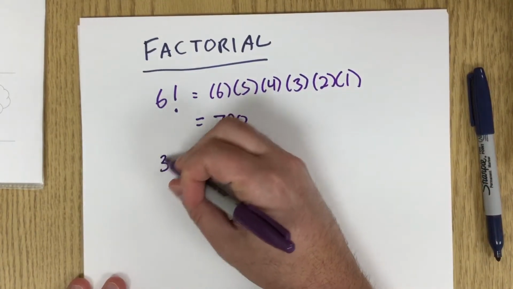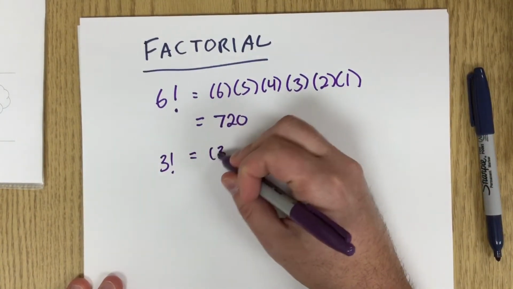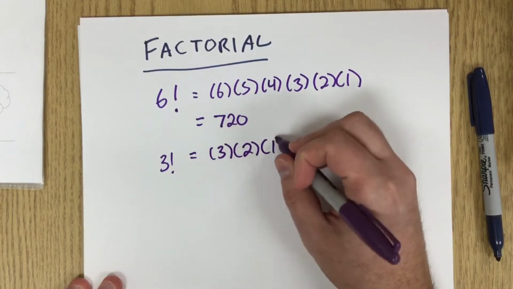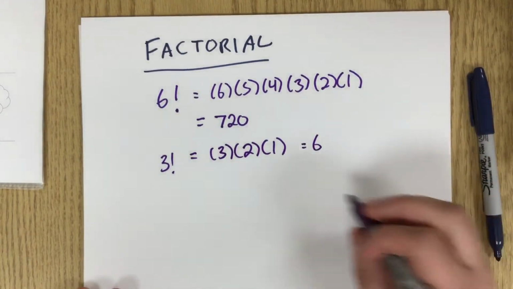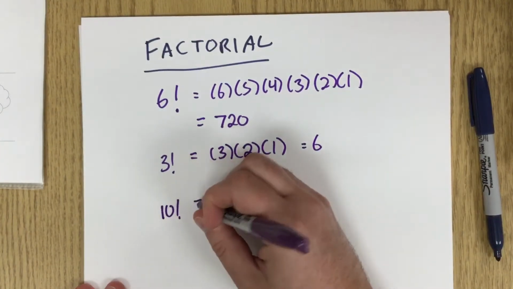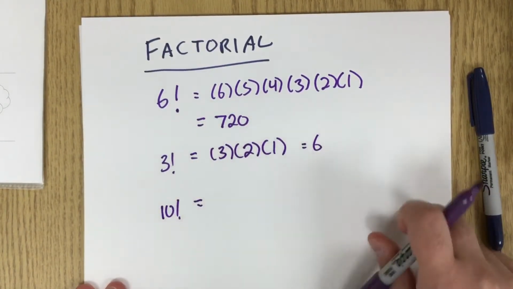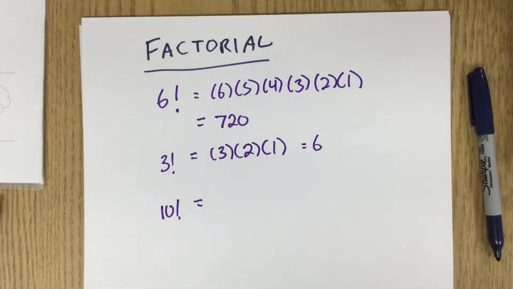If you had 3 factorial, that would be 3 times 2 times 1, which would be 6. That was pretty straightforward. If you had 10 factorial, that would be 10 times 9 times 8 times 7 times 6. That might be a while. So it might be useful to be able to do it now.